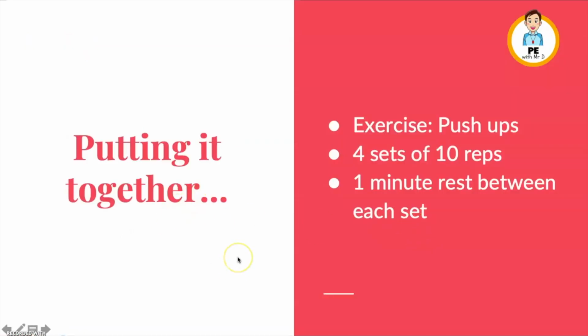So if we put that all together, an example of a workout could look like this. The exercise we're choosing is push-ups. We're going to do 4 sets of 10 reps. So 10 push-ups in a row, 4 times, and we're going to have 1 minute in between each set.